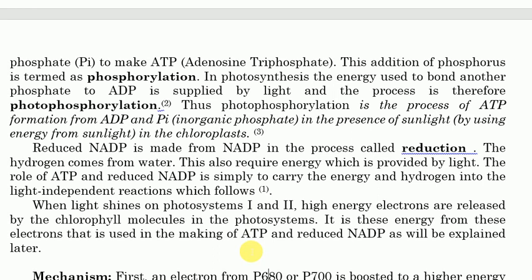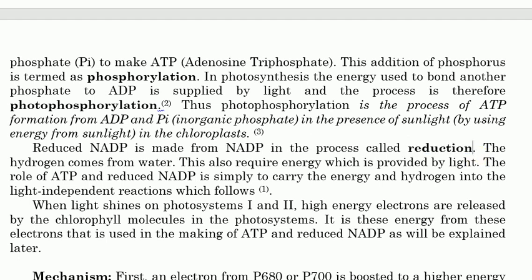Now, from there we are producing ATP, and as we said before, the dark reaction requires ATP and reduced NADP. So where does the reduced NADP come from? Reduced NADP is made from NADP, which is nicotinamide adenine dinucleotide phosphate. It requires the addition of hydrogen in a process called reduction. Reduction can be defined, among its definitions, as the addition of hydrogen.